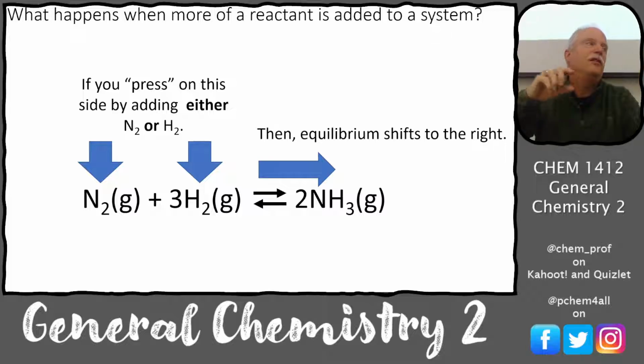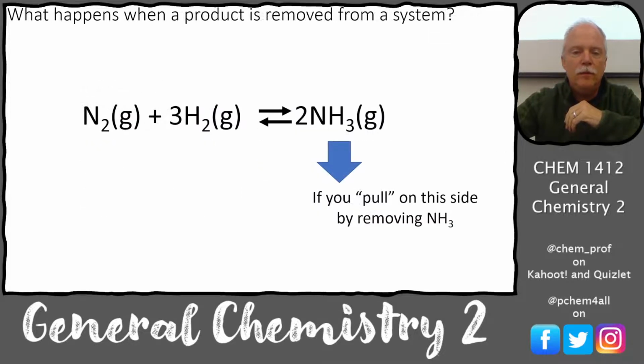If I add more nitrogen, it's going to produce more ammonia. Here's a clue, you don't have to add both. All you have to do is just push on one. If I just add hydrogen, there's more hydrogen to find the nitrogen, and that more hydrogen will find more nitrogen and make more ammonia. So you don't have to push on both of them. You could just push on one, and it will shift this equilibrium to the right.